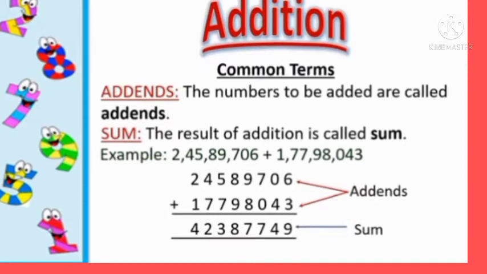For example, if we add 2 crore 45 lakh 89,706 and 1 crore 77 lakh 98,043, these numbers are known as addends. And when we add them, we get 4 crore 23 lakh 87,749, and this number is known as sum.